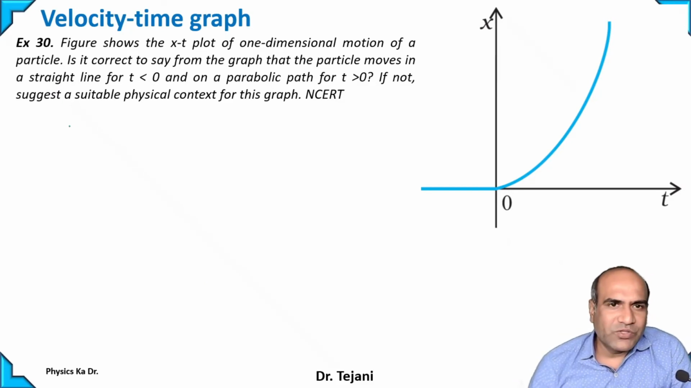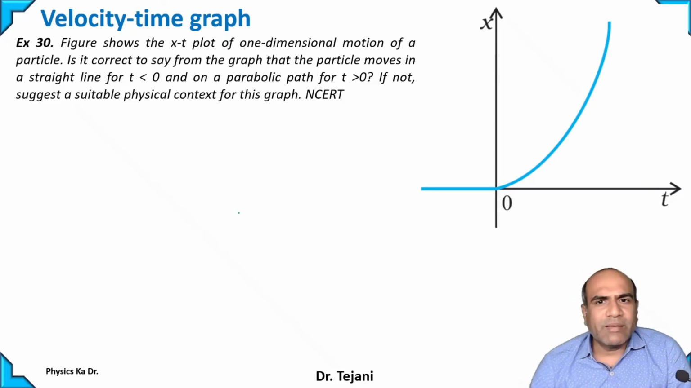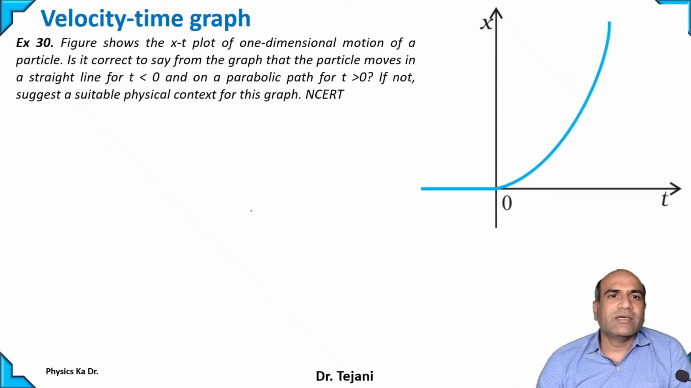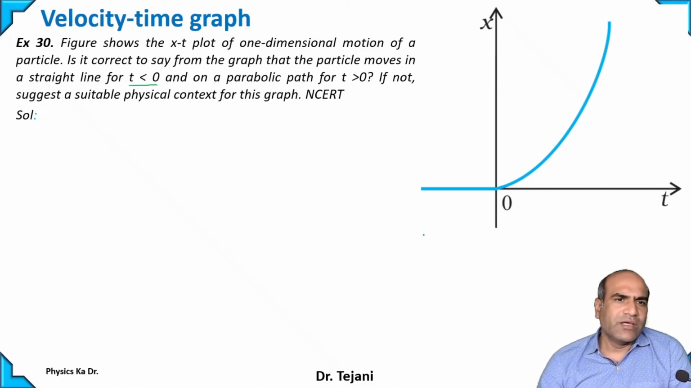Then example number 13, velocity time graph. The figure shows the x-t plot of one-dimensional motion of a particle. Is it correct to say from the graph that the particle moves in a straight line for t less than 0 and on a parabolic path for t greater than 0? If not, suggest a suitable physical context for this graph. NCERT. Do not forget to solve all the NCERT books, solved and unsolved. Read each and every word of NCERT books.